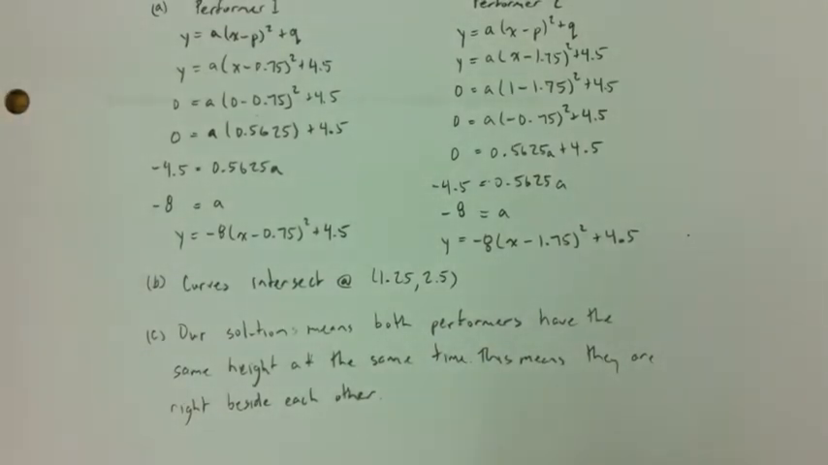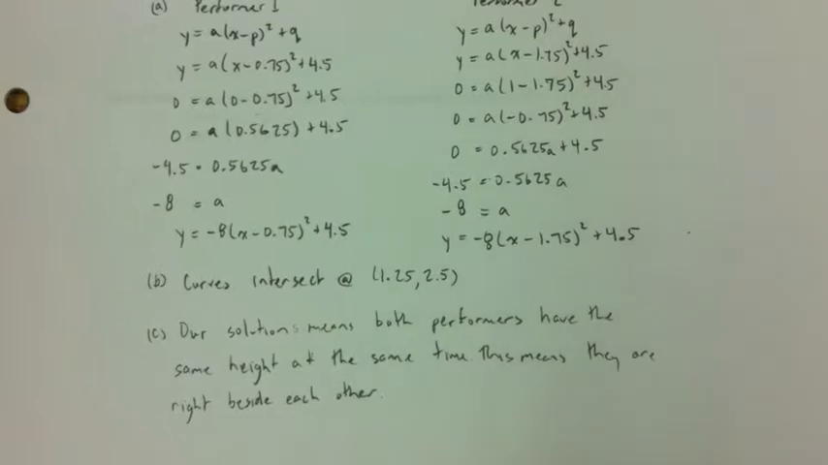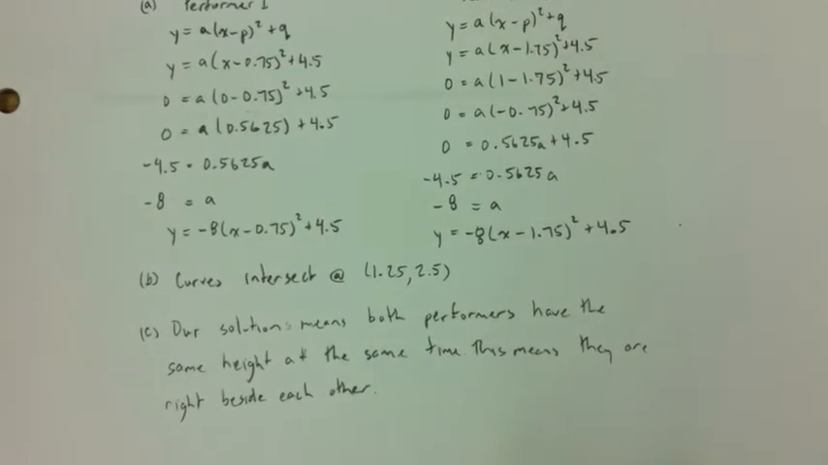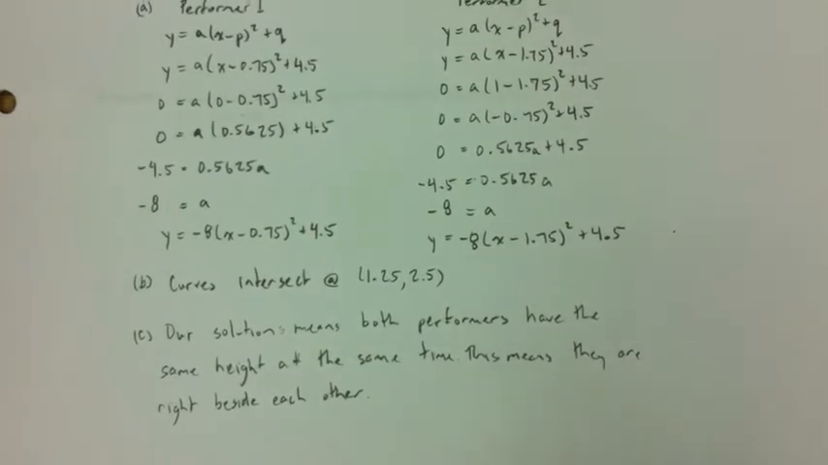Hopefully they're not right in line with each other, because if they're right in line with each other, they'll hit each other. But probably they'll be offset just a little bit so that they just pass right beside each other.